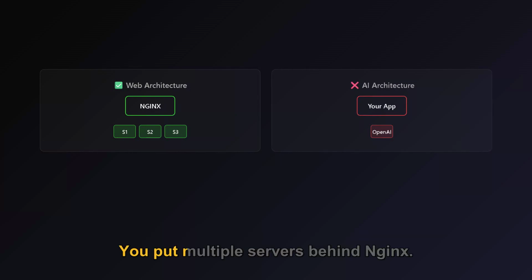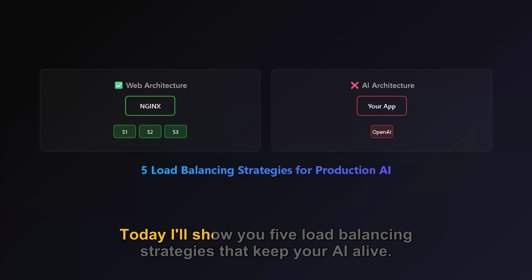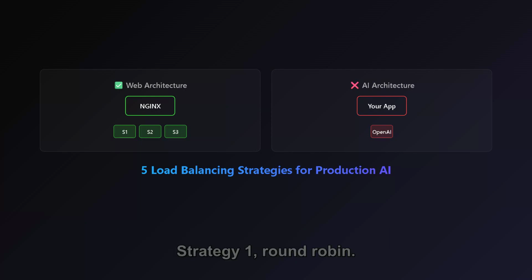This is the same reason you don't serve your website from one machine. You put multiple servers behind Nginx. So why are you serving AI from a single provider? Today, I'll show you 5 load balancing strategies that keep your AI alive.